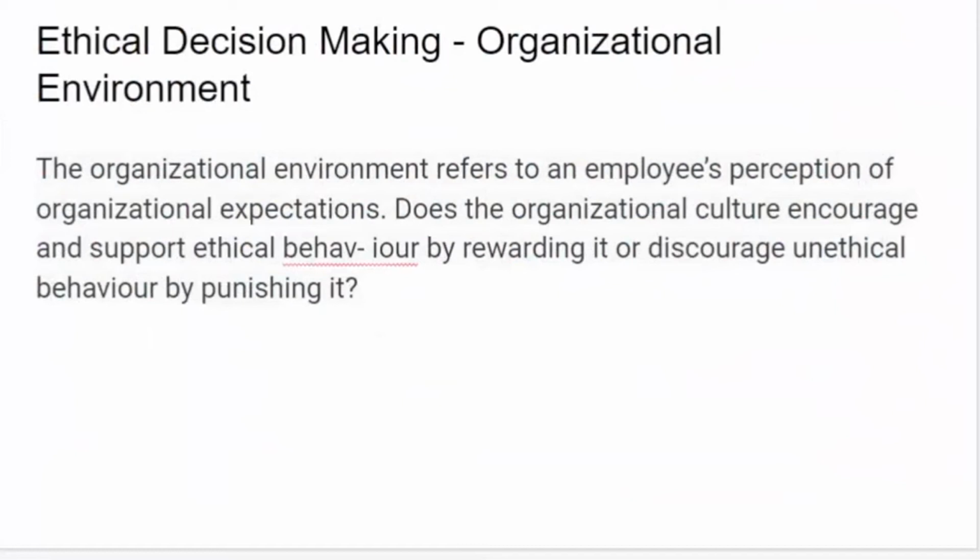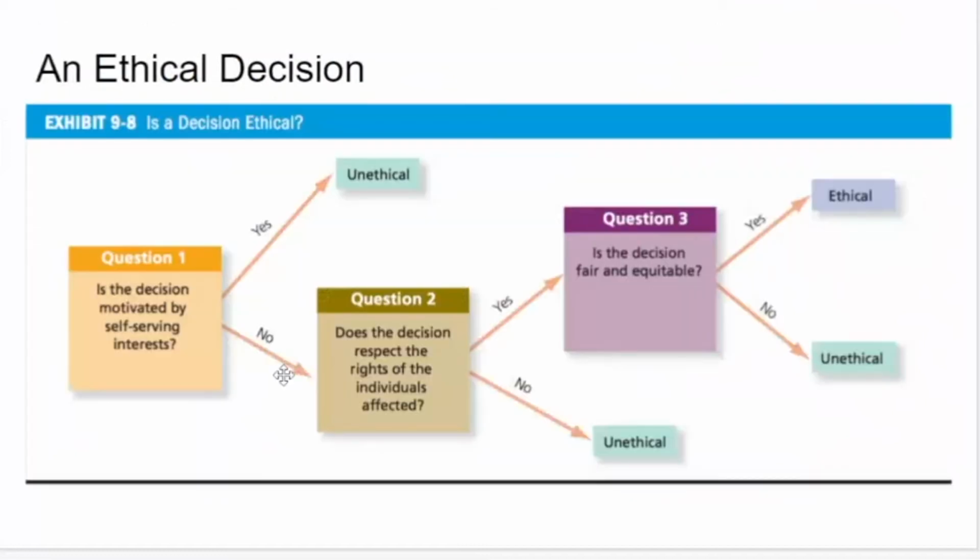In terms of ethical decision making in organizations, the organizational environment refers to an employee's perception of the organization's expectations. Does the organizational culture encourage and support ethical behavior by rewarding it, or discourage unethical behavior by punishing it? Is the organization putting its money where its mouth is, in other words?